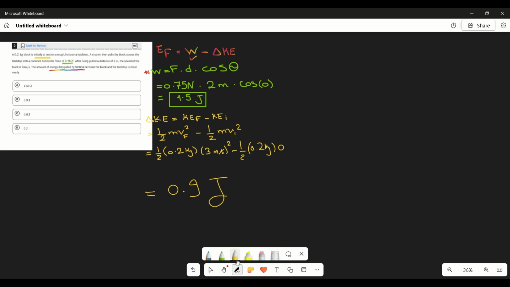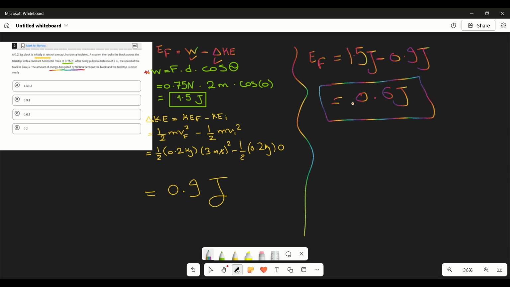So it's okay, great. We got the work, we got the change in the kinetic energy. Let's find out the energy dissipated by friction. He applied a work of 1.5, but the kinetic energy that we got after he applied the work is 0.9. So we lost some of the work that we applied because of the friction. How much do we lose? We lost 0.6 joules. So this is the dissipated energy due to friction.